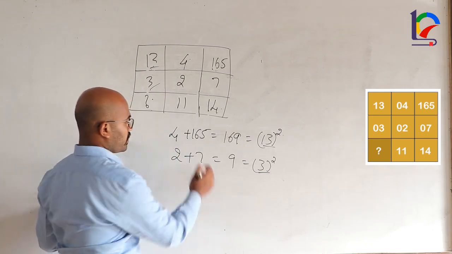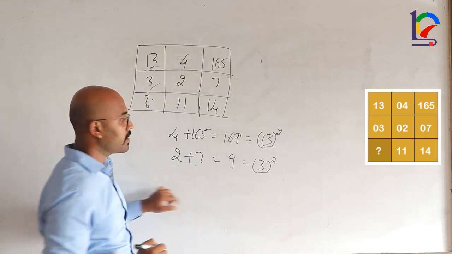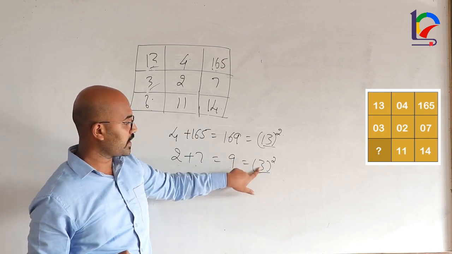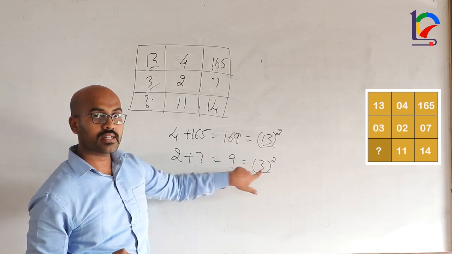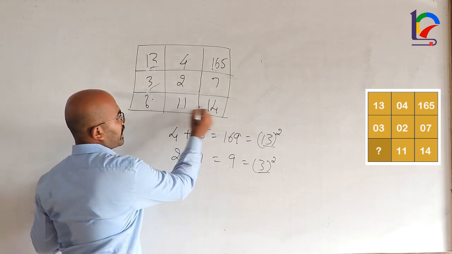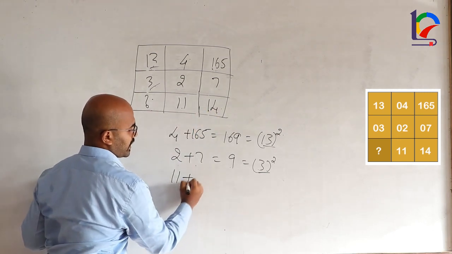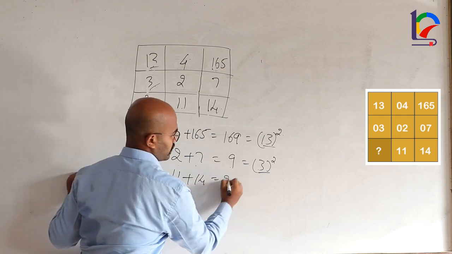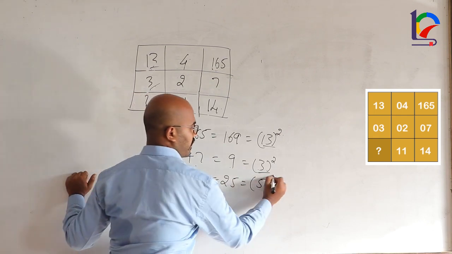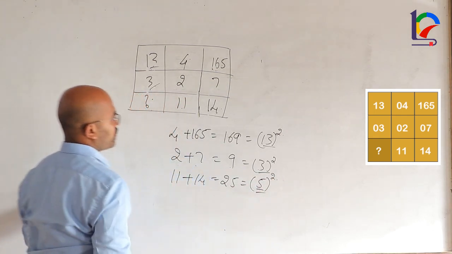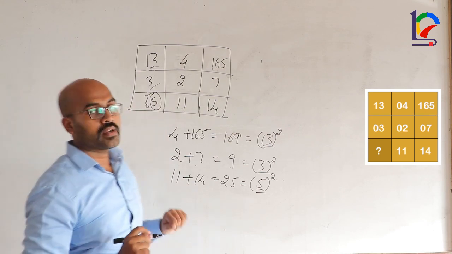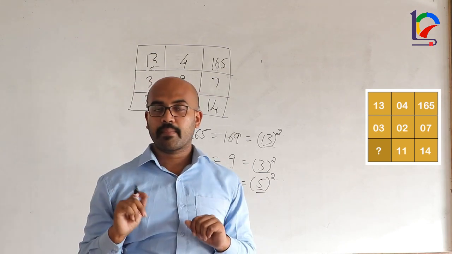So here what we got is 2 plus 7 is 9. So the square root of 9 is 3, which is nothing but the first number. So here what we did? By adding second and third, that is 25. The square root of 25, or 5 square is 25. So the missing number is 5.